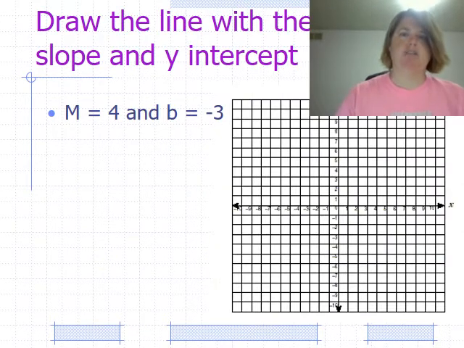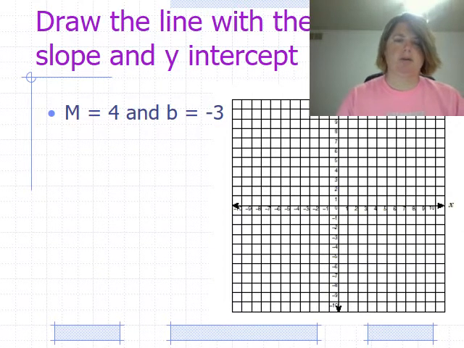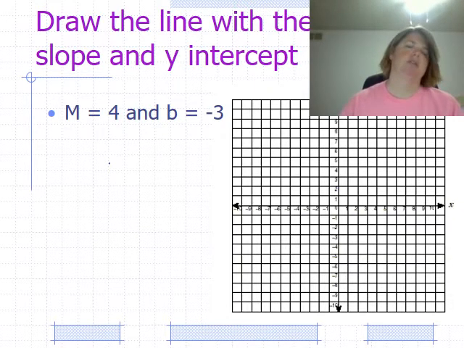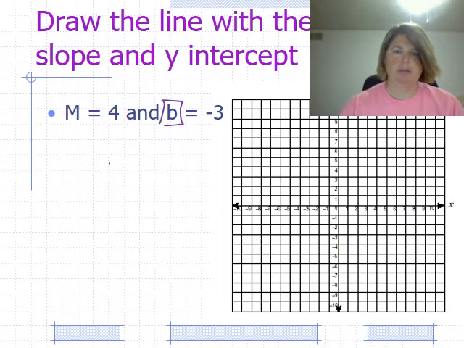All right, so now let's draw the line with the given slope and y-intercept. So this time they've broken down the equation for us. So they've done some of the work for us, and all we have to do is graph it. So go ahead and make a coordinate plane on your paper. I already have one here, so I'm not going to draw one, but I really would like you to draw one in your notes. So what you're going to do is you always begin with b. b lives on the y-axis. So put a point at -3 on the y-axis.